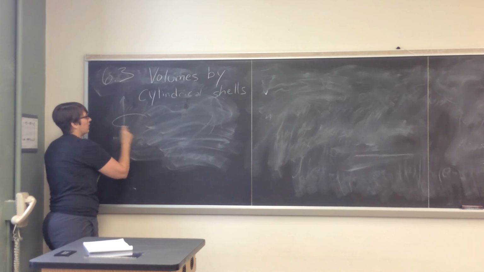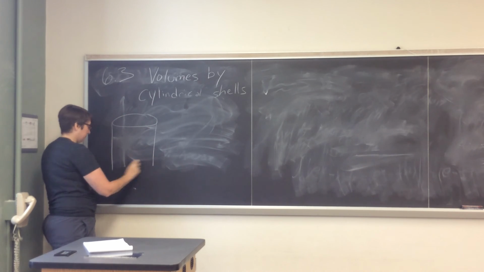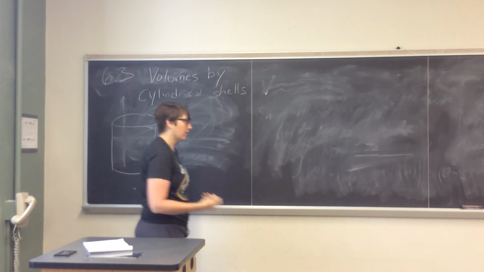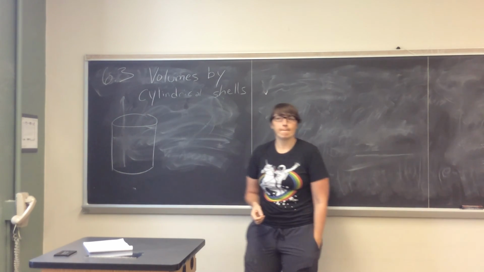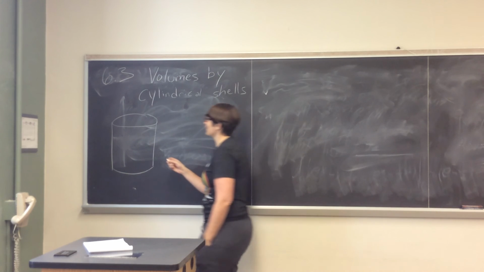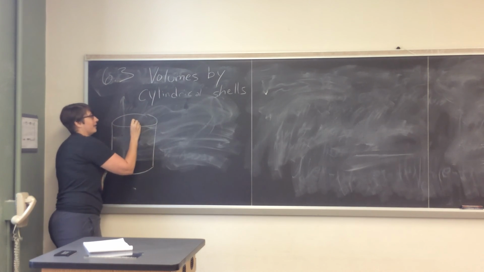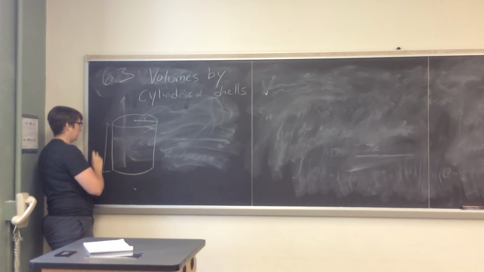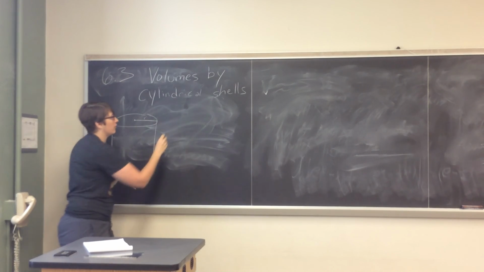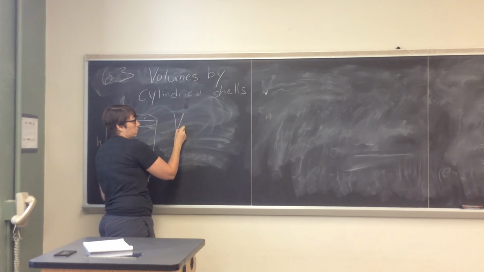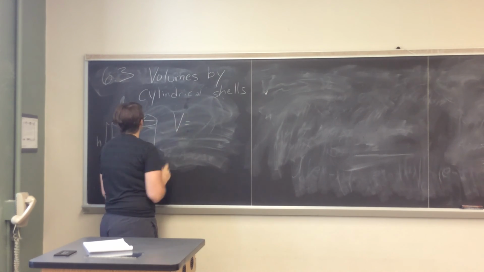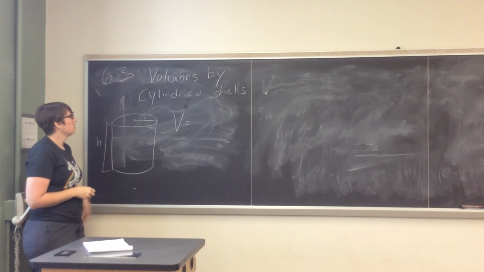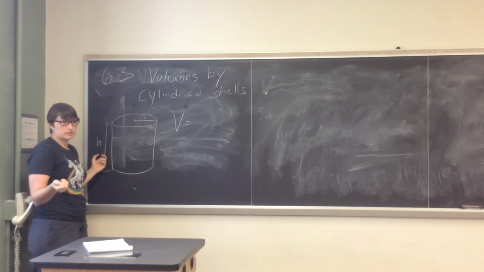We have a cylinder. You all have taken geometry. How do we find the volume of a cylinder? Here, let me label some things for you. We've got a radius, a circle, and the cylinder has a height. So the volume of the cylinder is the area of the base times the height.